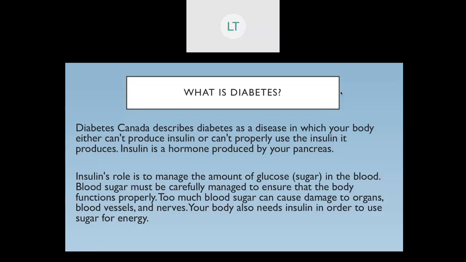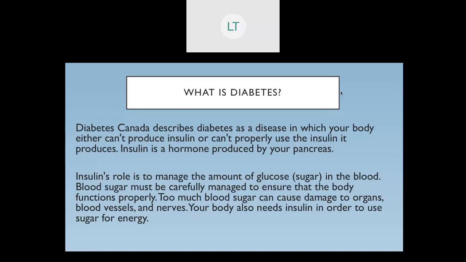So first, we're just going to start off with a basic definition of diabetes. This is straight from the Diabetes Canada website, and they describe diabetes as a disease in which your body either can't produce insulin or can't properly use the insulin it produces. Insulin is a hormone produced by your pancreas, and insulin's role is to manage the amount of glucose or sugar in the blood. Blood sugar must be carefully managed to ensure that the body functions properly.